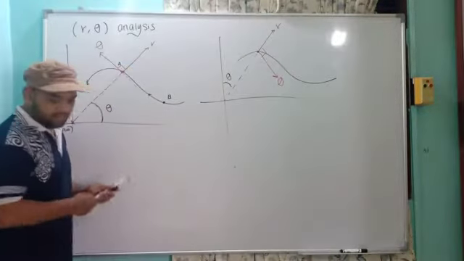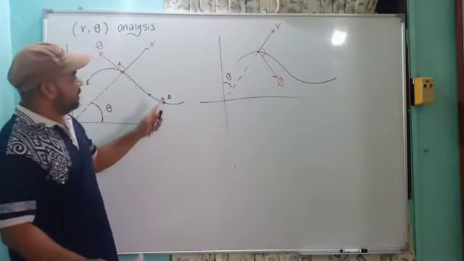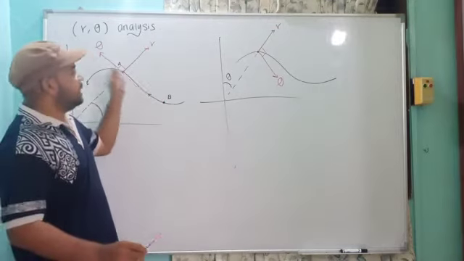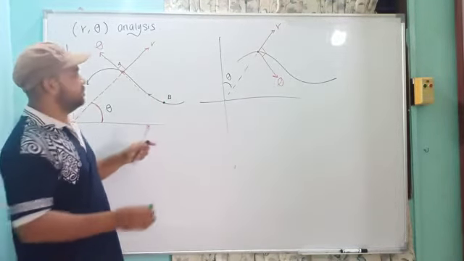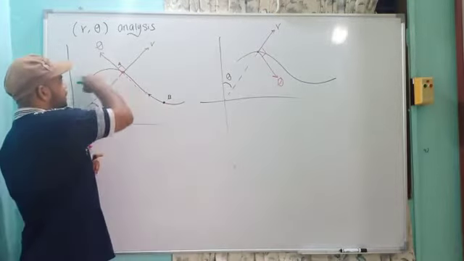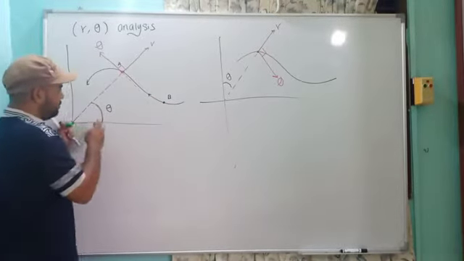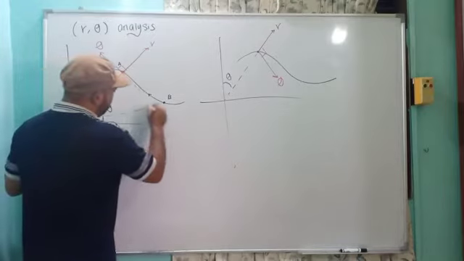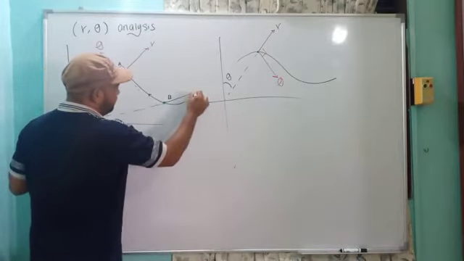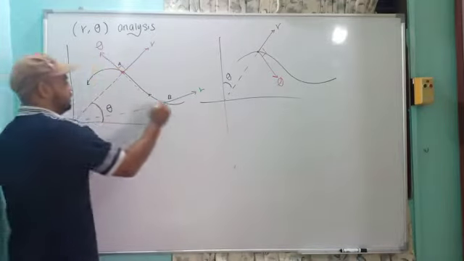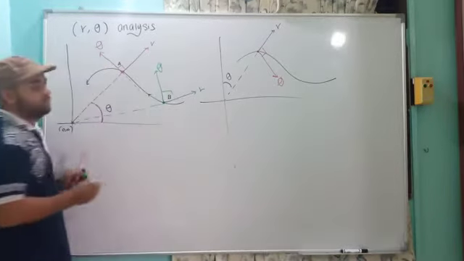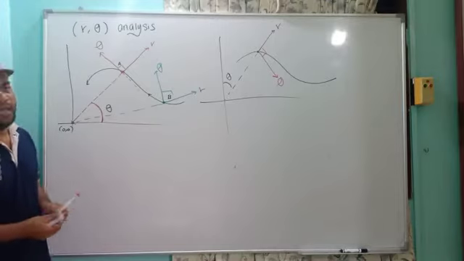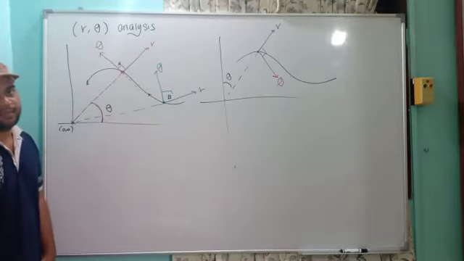If I'm taking this one, let's say, because you say that the xy and the r theta, we will draw the axis on the particle. So if the particle is moving from here to there, the r will be a line extended to there, and the theta increases, so you have the theta which is 90 degrees. So that is how you draw the r theta axis.